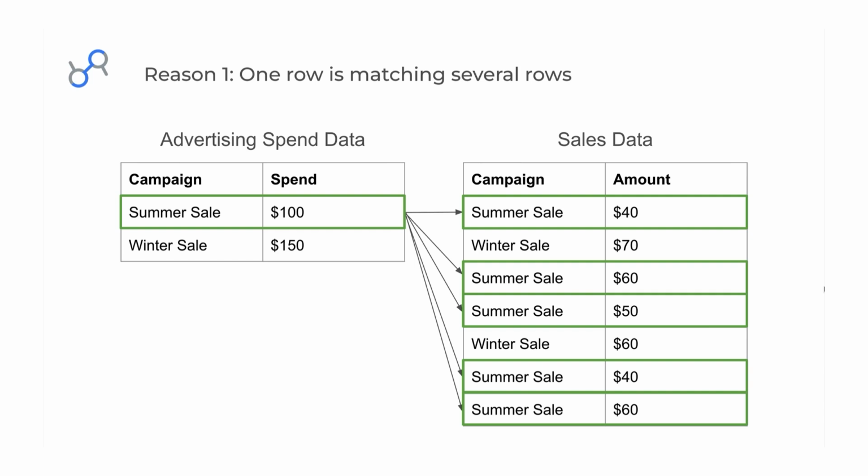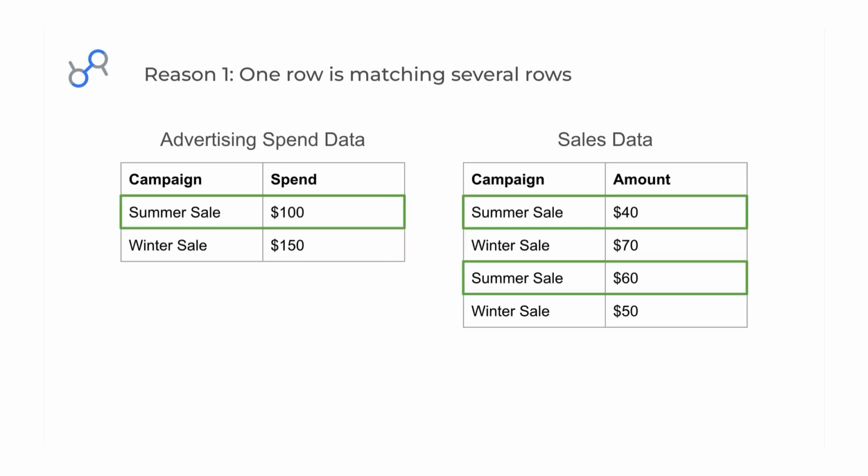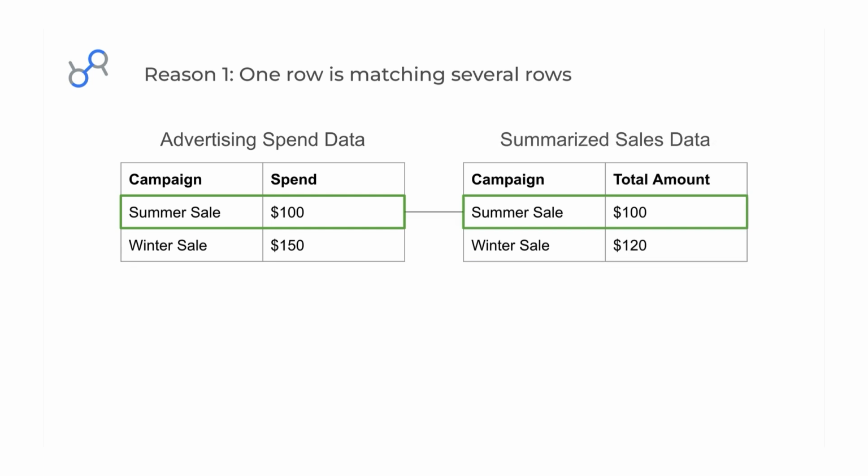The solution is normally to make sure both tables are summarized at the same level before you combine them. In this example, instead of keeping one row for every individual sale, I could total the sales by campaign first. My sales table would then contain one row for summer sale with a total revenue of $100. Now I have one campaign row in the advertising table and one campaign row in the sales table. The 2 rows match once and my spend remains $100.